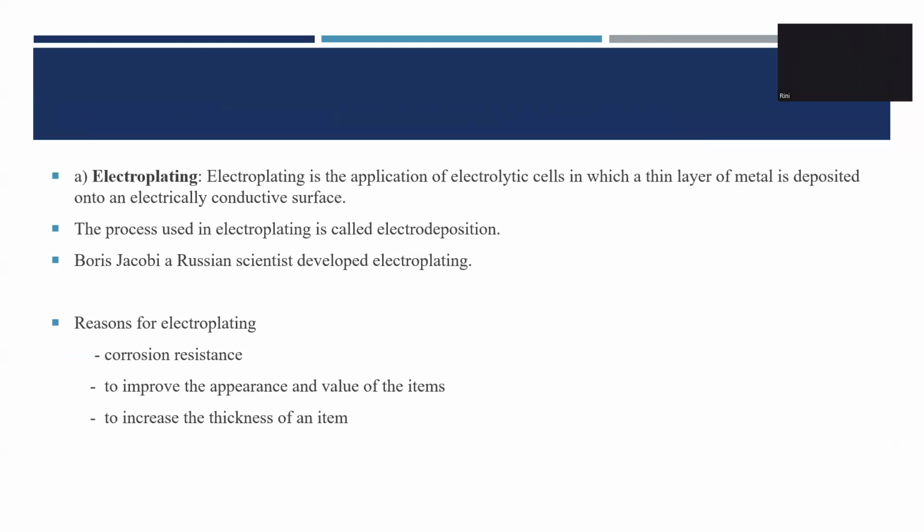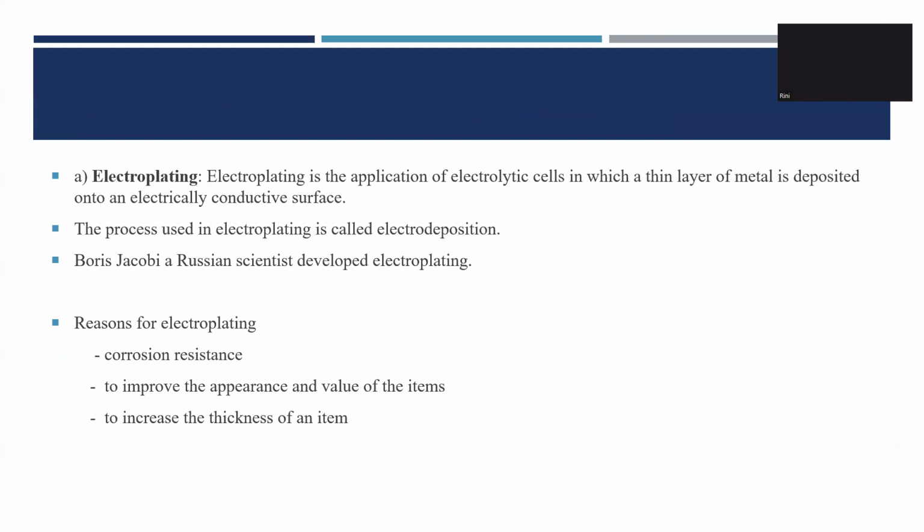Passivation can be done by electroplating. Electroplating is the application of electrolytic cells in which a thin layer of metal is deposited onto an electrically conductive surface. The process used in electroplating is called electrodeposition. Boris Jacobi, a Russian scientist, developed electroplating.